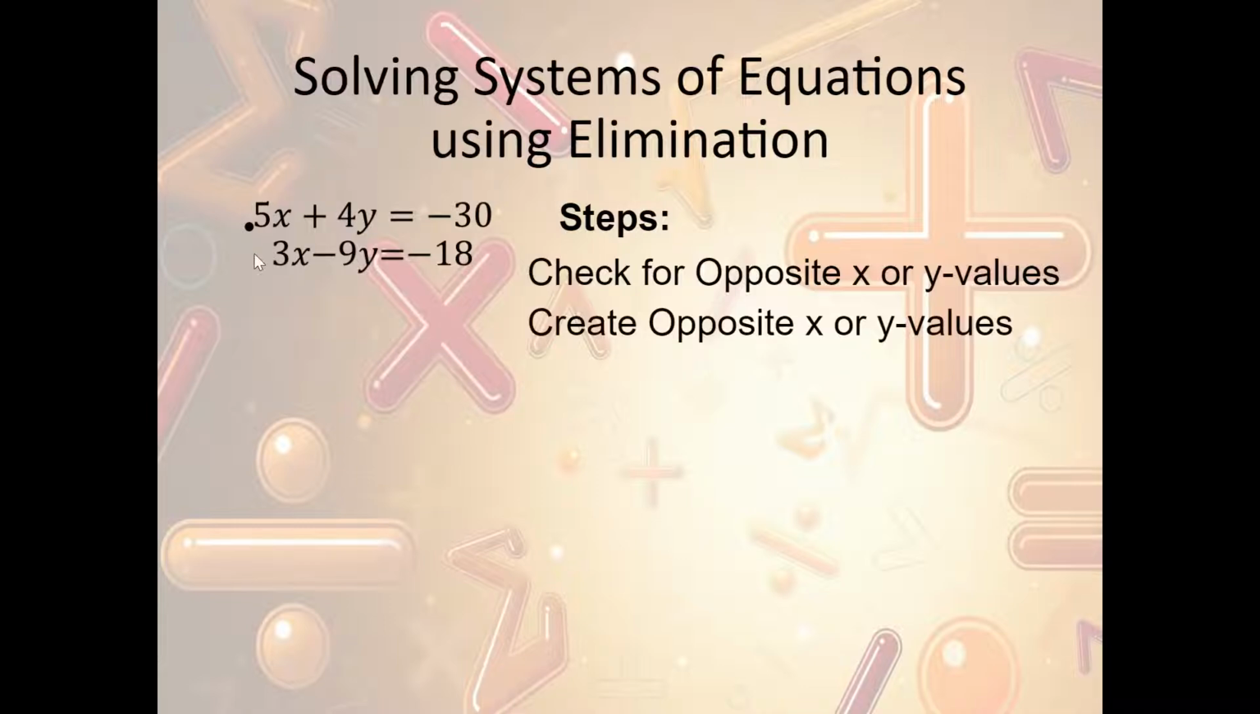So we're going to have to create opposite x or y values by multiplying. Now on all the previous ones, one of the coefficients was a factor of one of the other coefficients. So we were able to just multiply one of the equations. Now what we should notice though is I can't multiply 3 by anything to get 5.